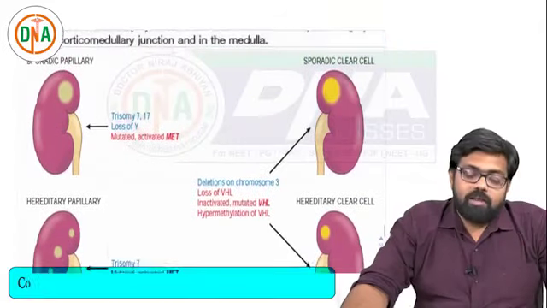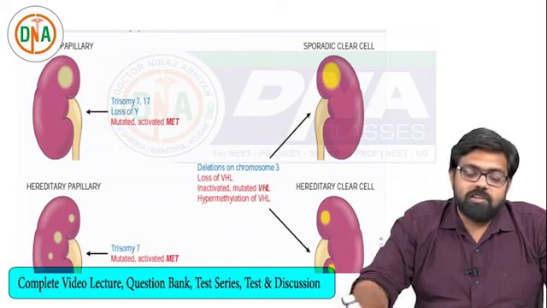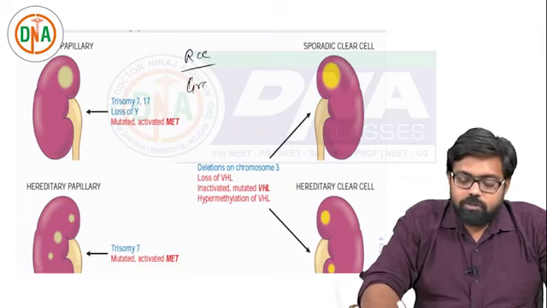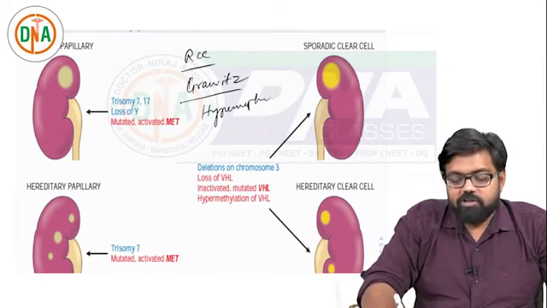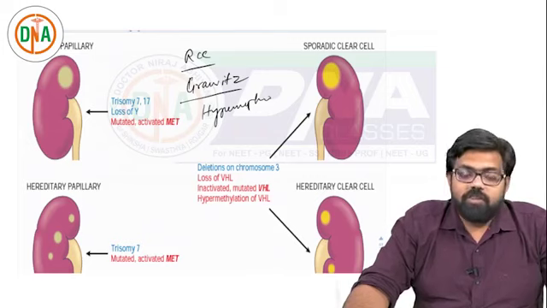Next is about the malignant tumors of the kidney. The most common malignant tumor of the kidney seen in adults is renal cell carcinoma, also called Grawitz tumor or hypernephroma. As you know, it has a lot of variants like the clear cell variant, papillary variant, chromophobe variant, collecting duct variant, and the medullary variant of renal cell carcinoma.